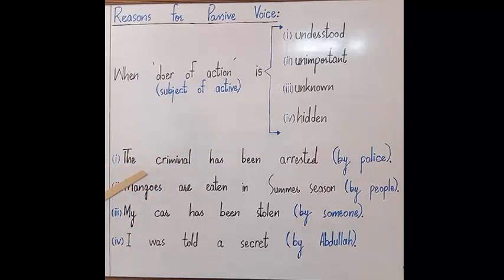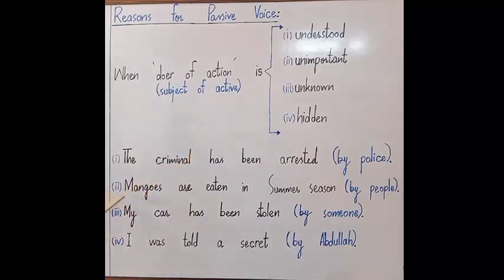Sentence number 1. The criminal has been arrested by police. The active sentence is that police have arrested the criminal. It is understood that police always arrest the criminal, so we do not need to use the doer of an action in this sentence. When the subject police is understood, it is suitable to make passive voice of this sentence: the criminal has been arrested. The listener will himself understand, because this is understood, that police have arrested the criminal.